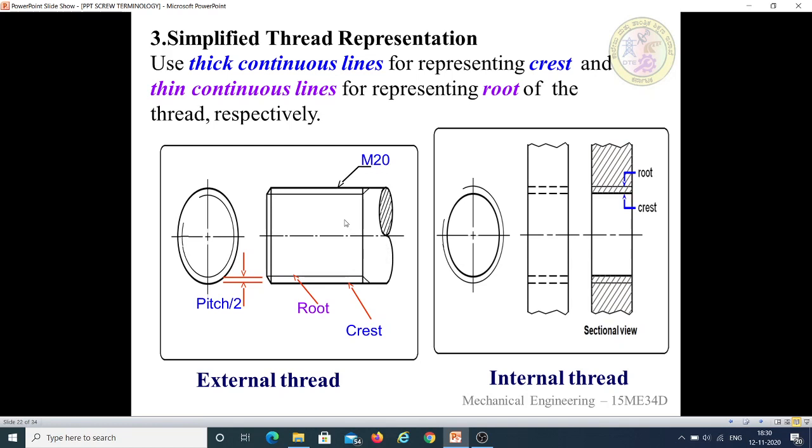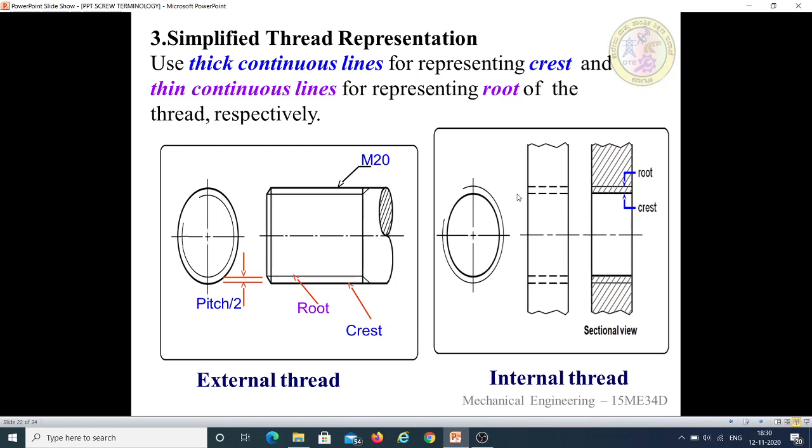For example, we consider this as a circular rod. We know the conventional representation of a circular rod for shortening or breaking the part. So like this we should draw the shortened representation of the circular rod. So this is the internal simplified thread representation.